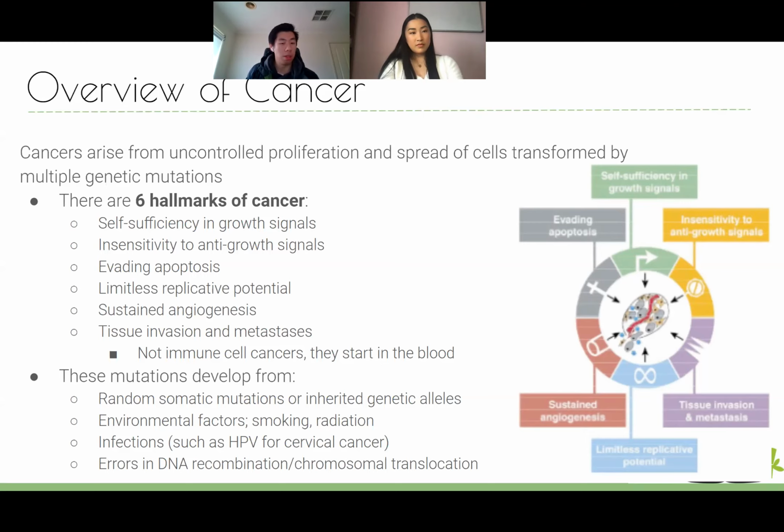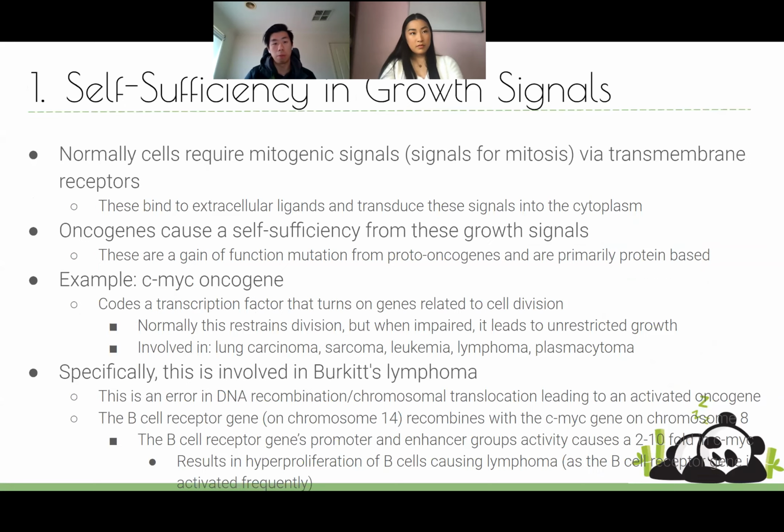So they have to go into the blood. These can occur from what we've already thought about. So random mutations, environmental factors, such as smoking and radiation, infections such as HPV for cervical cancer, but also a whole range of other infections for other things, and errors in DNA recombination and chromosomal translocation. Those are basically mutation errors.